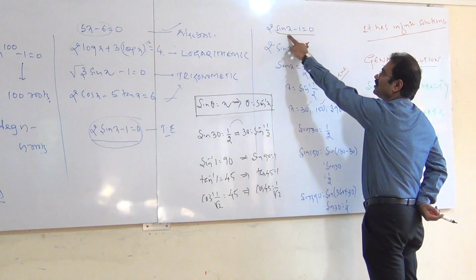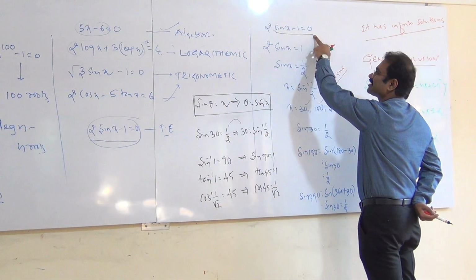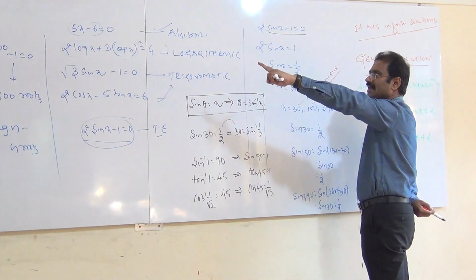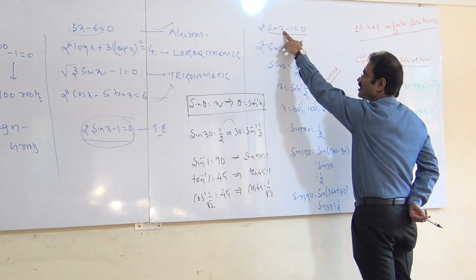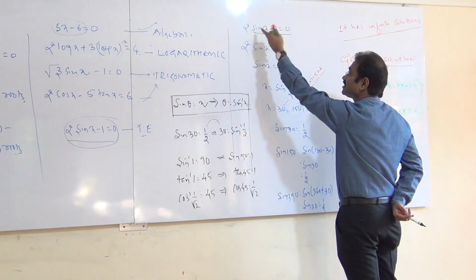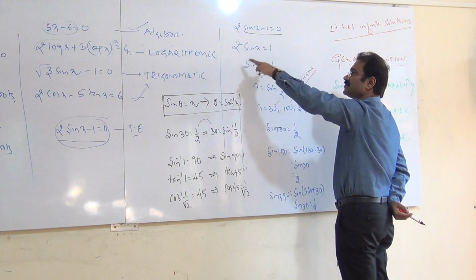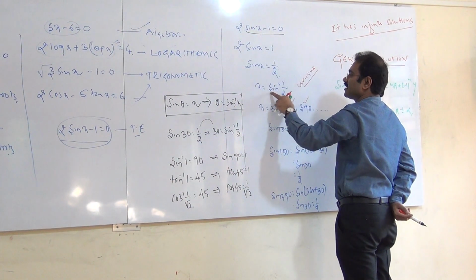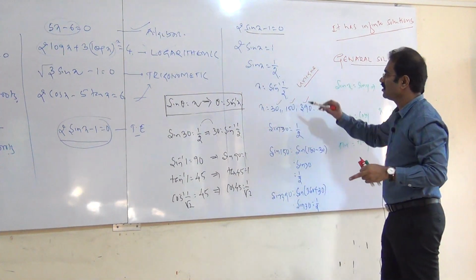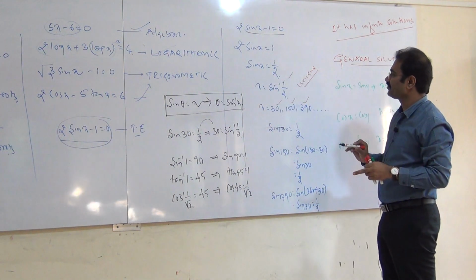Now I want to solve this equation because it is a trigonometric equation. In an algebraic equation, we write the value of x. Here also I have to write the value of x, but it is in terms of trigonometric terms. So to solve this, 2 sin x is equal to 1, sin x is equal to 1 by 2 and x is equal to sin inverse of 1 by 2. This is the solution.